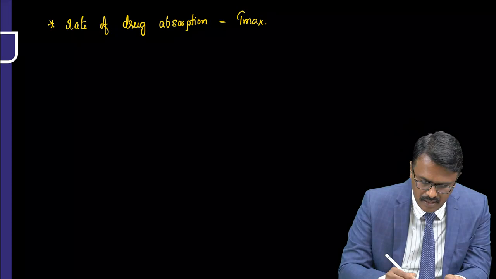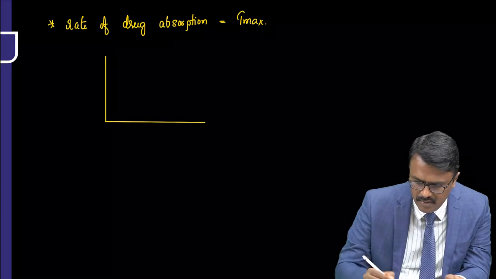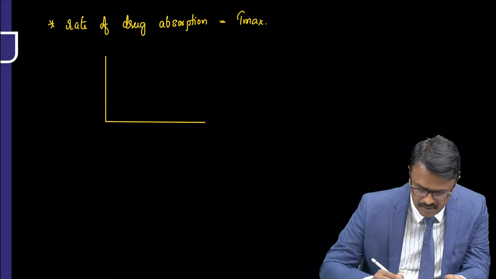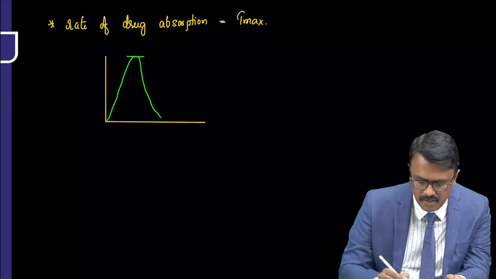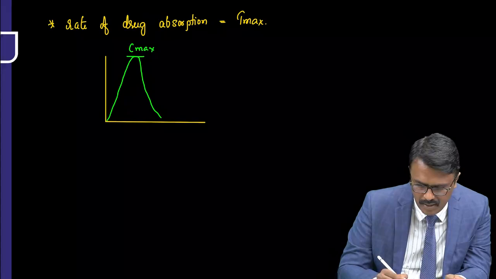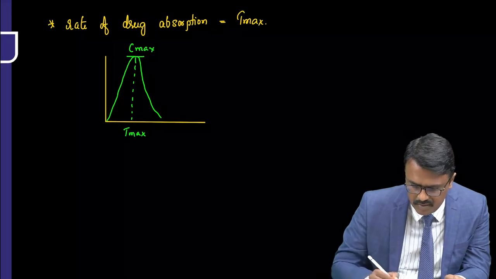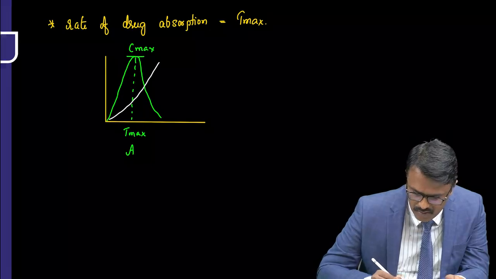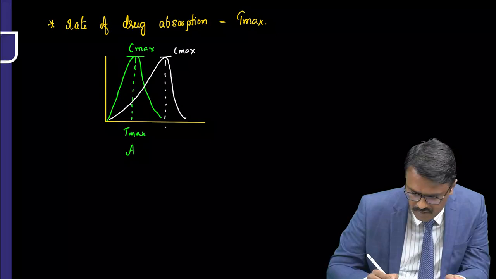I will give an example of a graph here. So let me draw the bioavailability graph for you. Let me give a drug A. So drug A, I'll write here. This is the drug A which has achieved the maximum. This is the Cmax for drug A. And this is the Tmax for the drug A. There is another drug B. So drug B has also achieved the maximum concentration. This is the Cmax for that. And this is the Tmax for that drug.